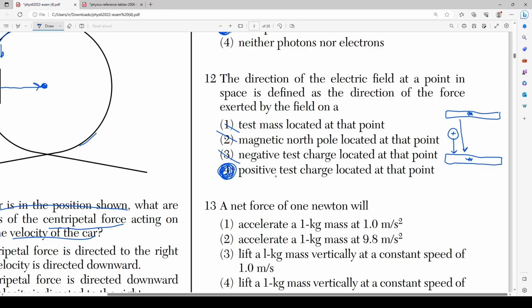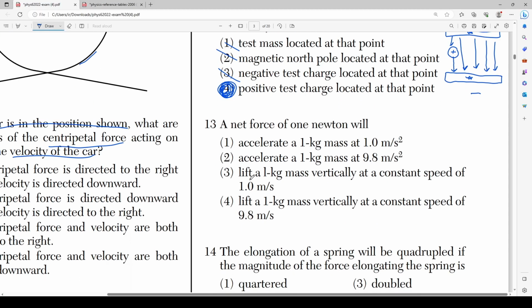This is going to be the way in which it travels. Remember, the way that electricity flows is from positive to negative. So if this positive charge is flowing downwards, that means the positive side is flowing downwards, and that's how we measure the direction of the electric field.